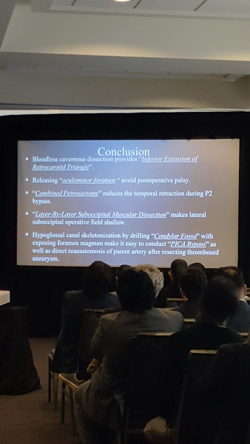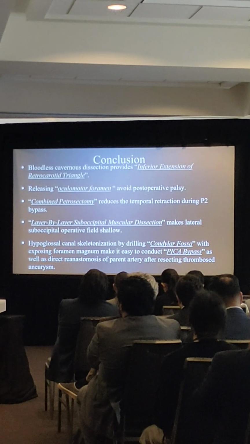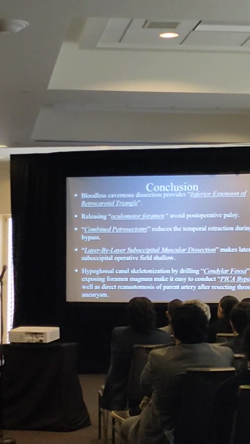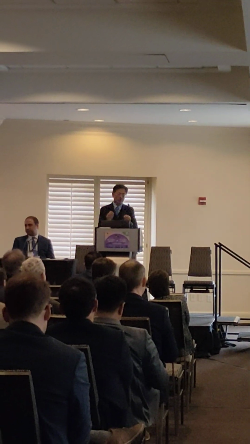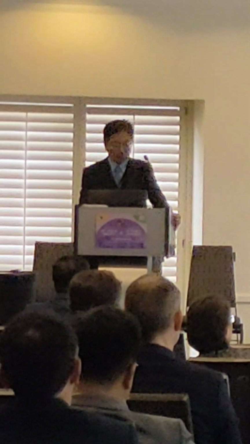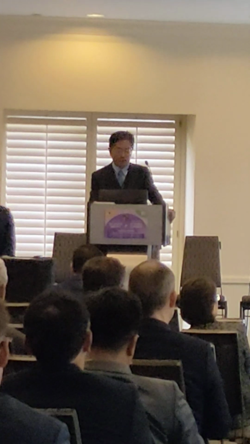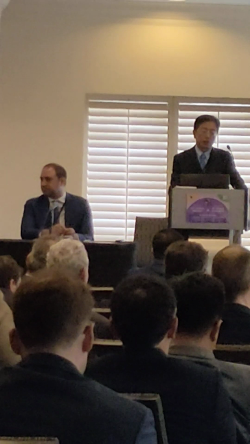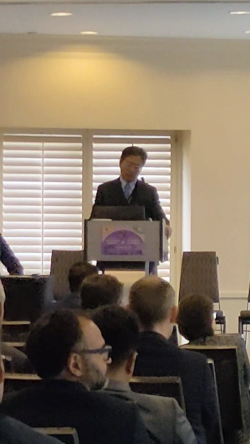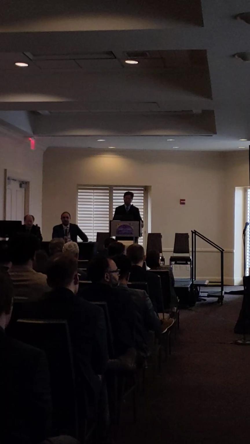Layer by layer suboccipital muscular dissection makes the suboccipital operative field shallow, especially to perform the occipital artery bypass. You can use shorter instruments to perform the suturing like this. And with condylar fossa drilling, you can skeletonize the hypoglossal canal. With this approach, we can have an extreme lateral, very wide operative field in a paralateral suboccipital approach. That's all.